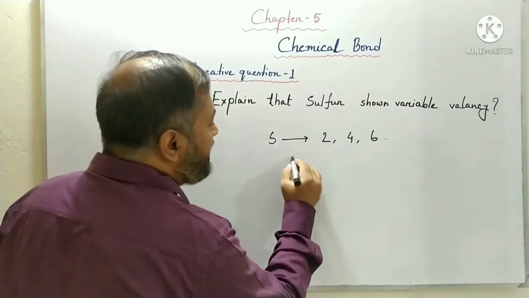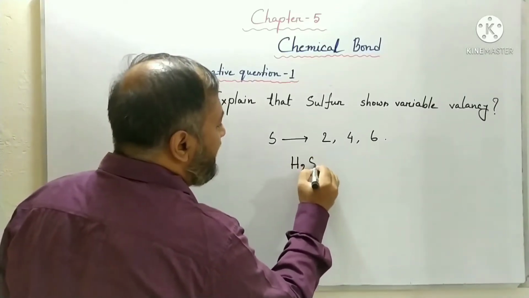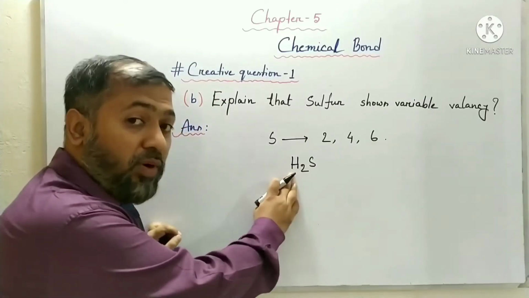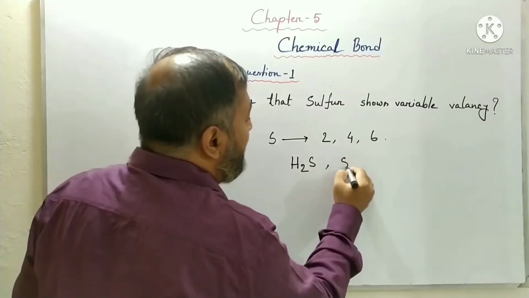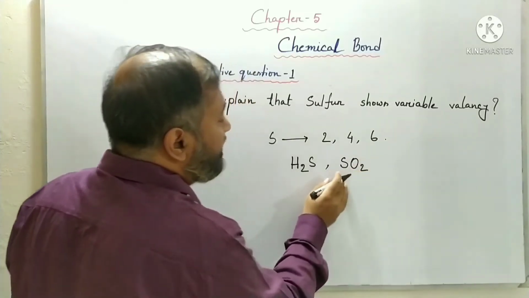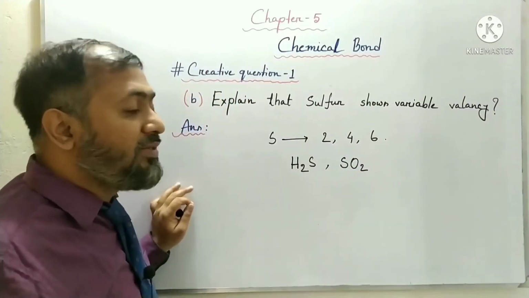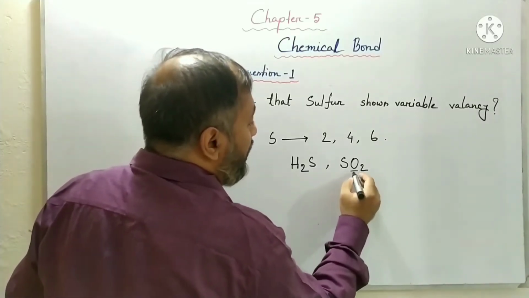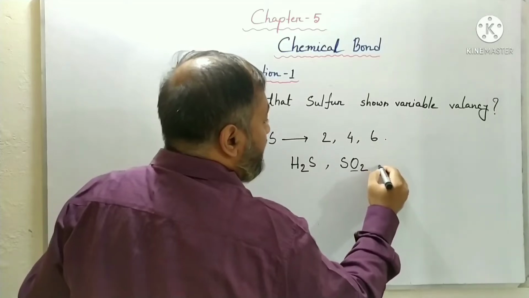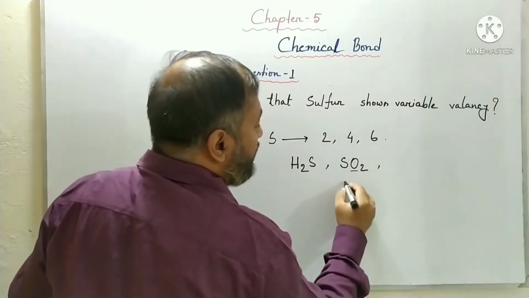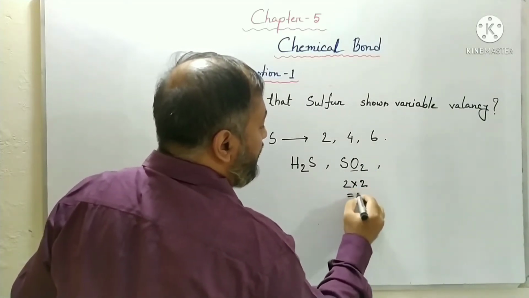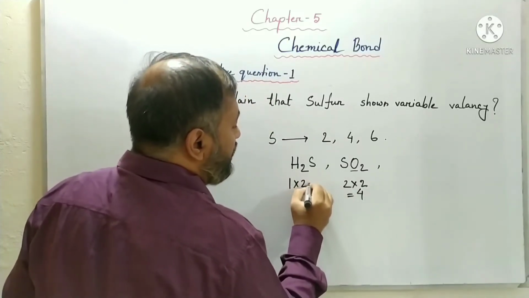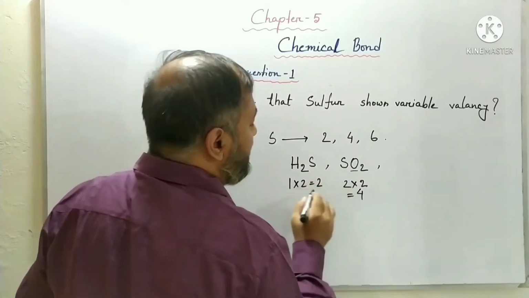So in the case of hydrogen sulfide, here you can see sulfur shows valency 2 because we know that the valency of hydrogen is 1. And sulfur dioxide, you can see this is sulfur dioxide where sulfur shows valency 4 because we know that the valency of oxygen is 2. So here 2 multiply 2 is equal to 4. We know that the valency of hydrogen is 1 and 2, that means here sulfur shows the valency 2.